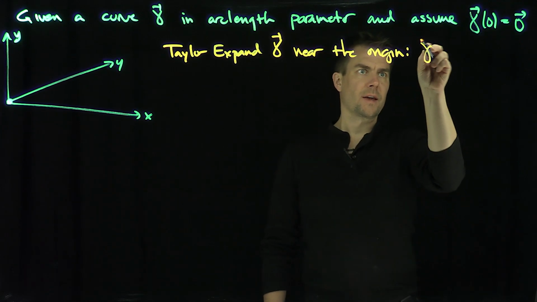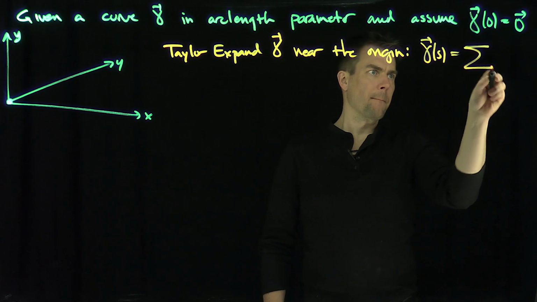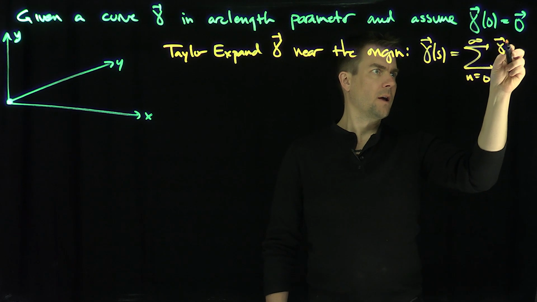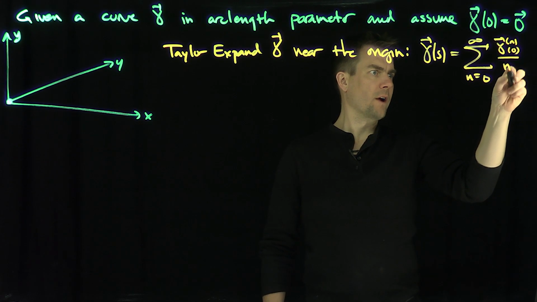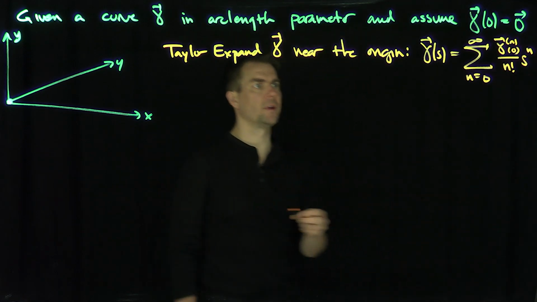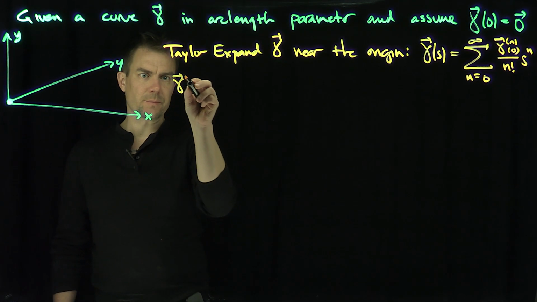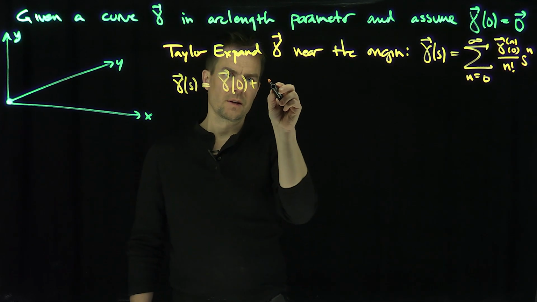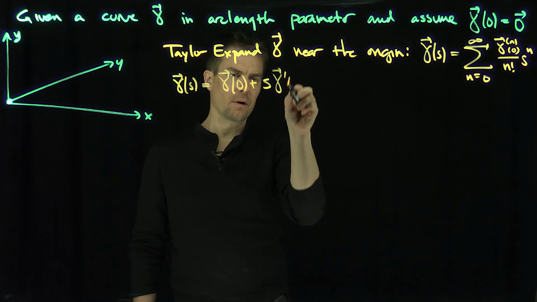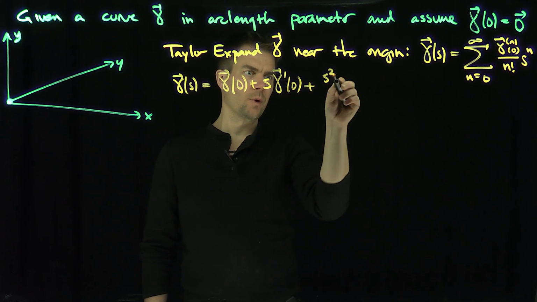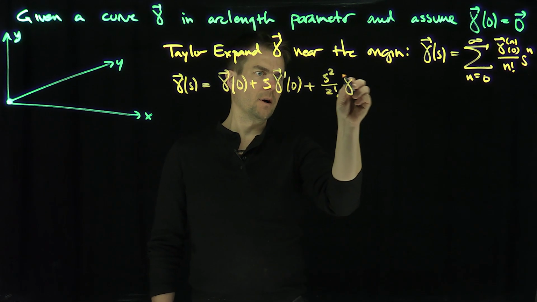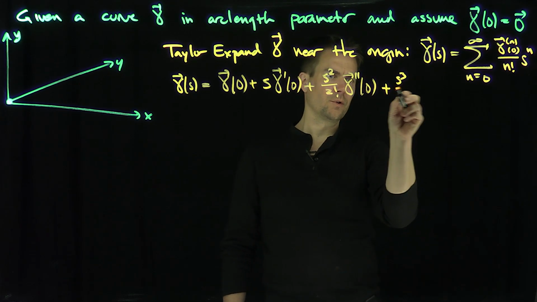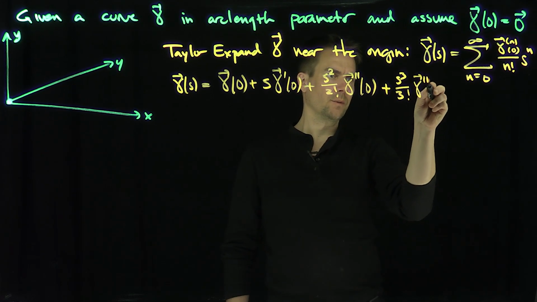Okay. So it says that gamma of s is the sum, n goes from 0 to infinity, of gamma n of 0 over n factorial s to the power n. Okay, easy enough. And so I'm going to write out the first couple terms in this expansion. So gamma of s is equal to gamma of 0 plus s gamma prime of 0 plus s squared over 2 factorial gamma double prime of 0 plus s cubed over 3 factorial gamma triple prime of 0.